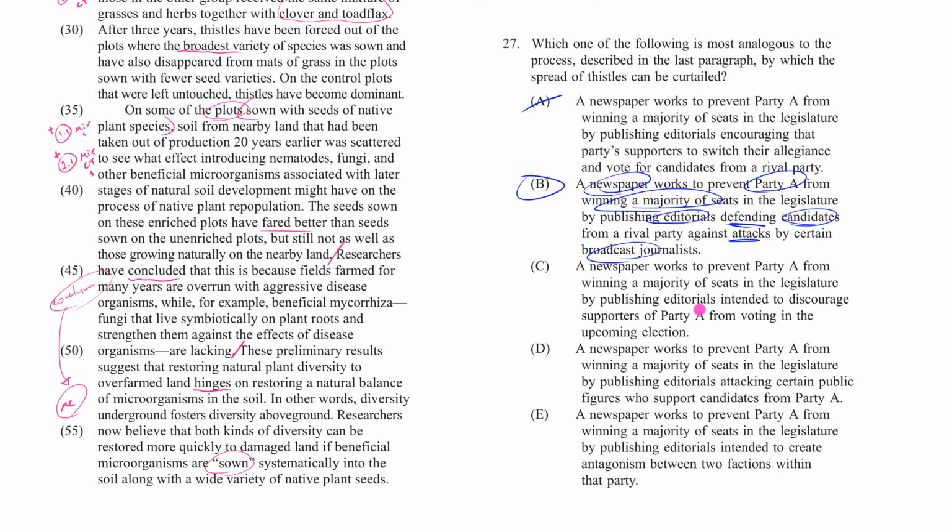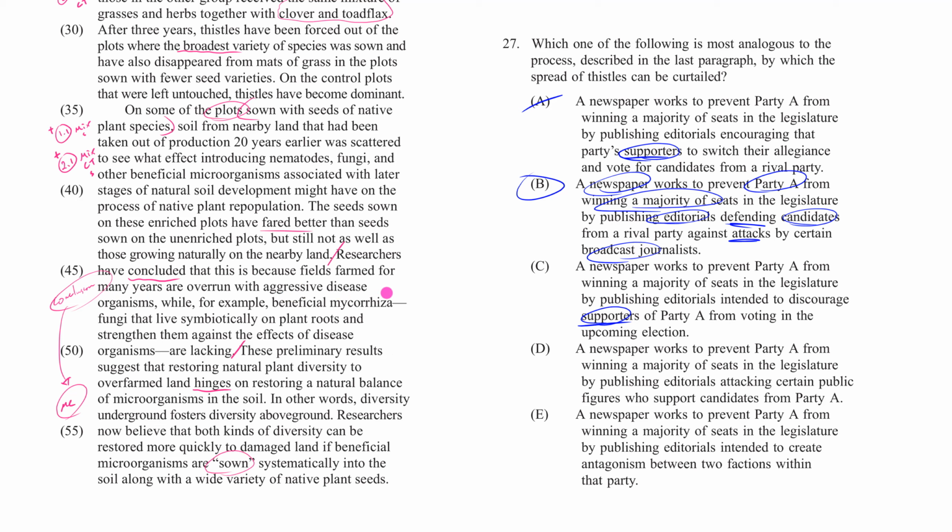C says a newspaper works to prevent party A from winning. So this is the same thing by publishing editorials intended to discourage supporters of A. Again with this, supporters of A, just like in answer choice A, where you have supporters of this party, right? I'm not sure what supports the thistle. Here it's telling the thing that supports the thistle, which I don't think you can say it's the disease organisms. I'm not sure the disease organisms support the thistle.